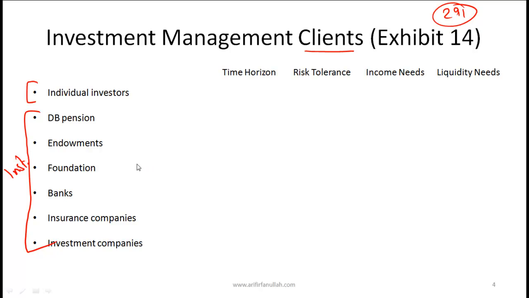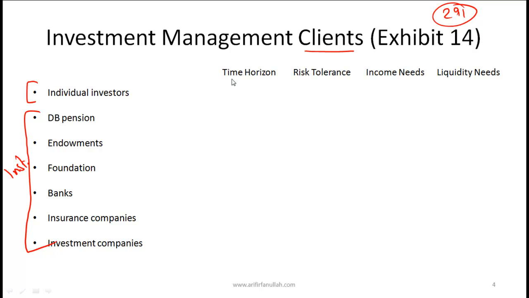While we will cover this material in more detail later, at this stage you just need to understand briefly what are the characteristics of these different kinds of clients. And we will understand their characteristics in terms of their time horizon, risk tolerance, income need, and liquidity. So I will first define these characteristics and then briefly describe what this column means. Time horizon simply means what is the typical time horizon for an investor.